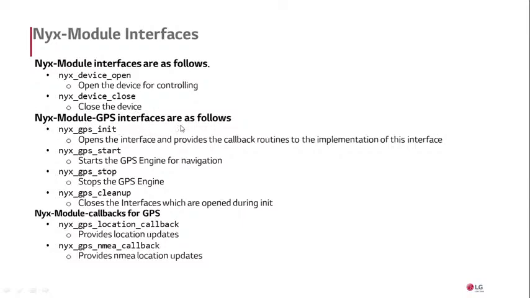NYX module GPS interfaces are as follows: init, start, stop and cleanup. Init opens the interface and provides the callback routines to the implementation of this interface. Start starts the GPS engine for navigation, and stop stops the GPS engine. Cleanup closes all the interfaces with the callbacks which were opened during init.